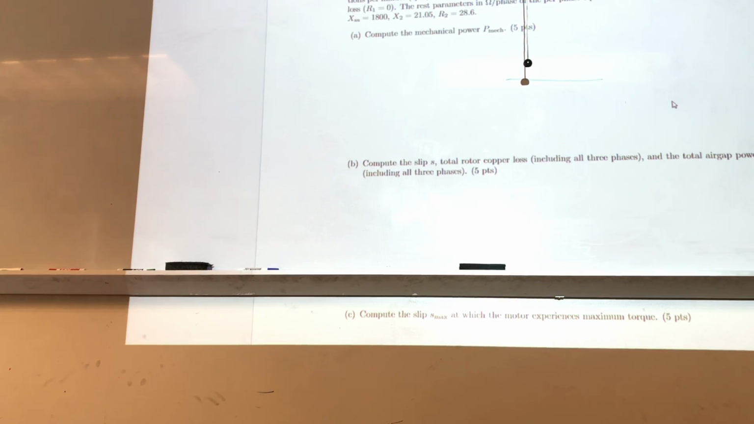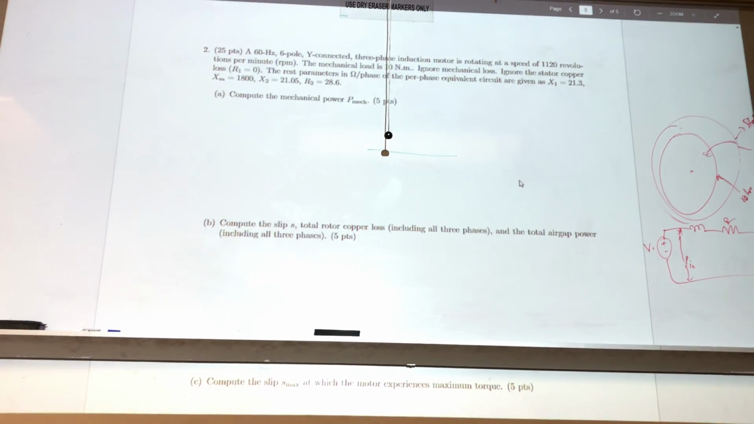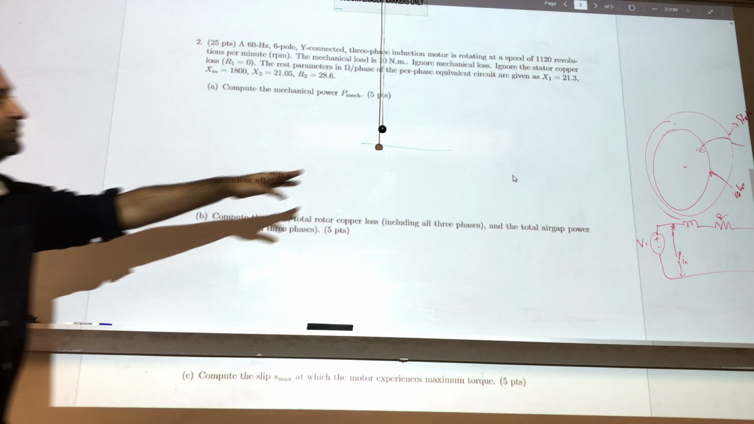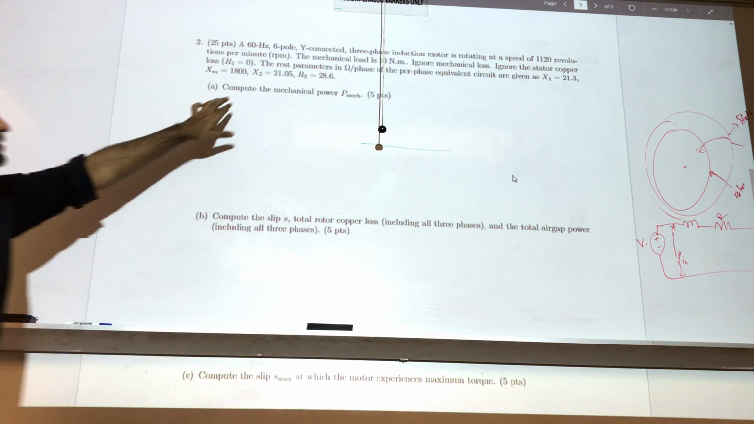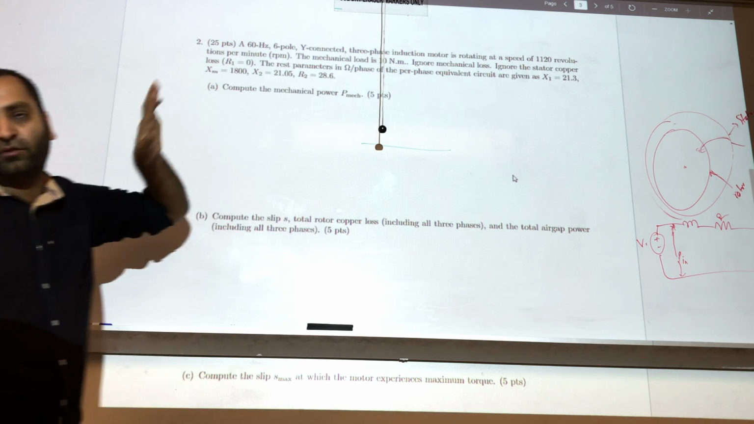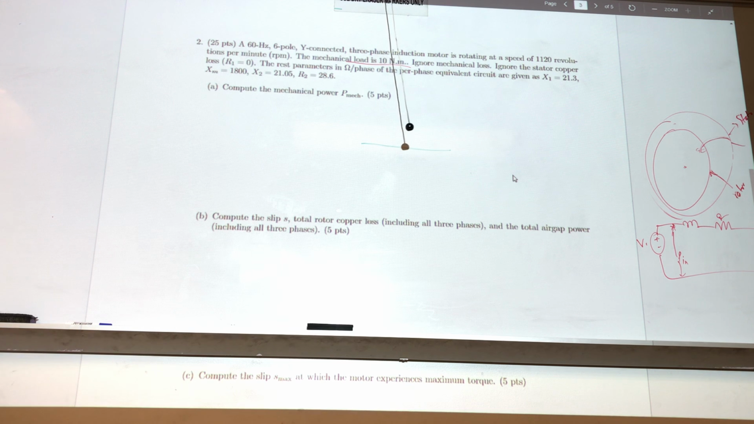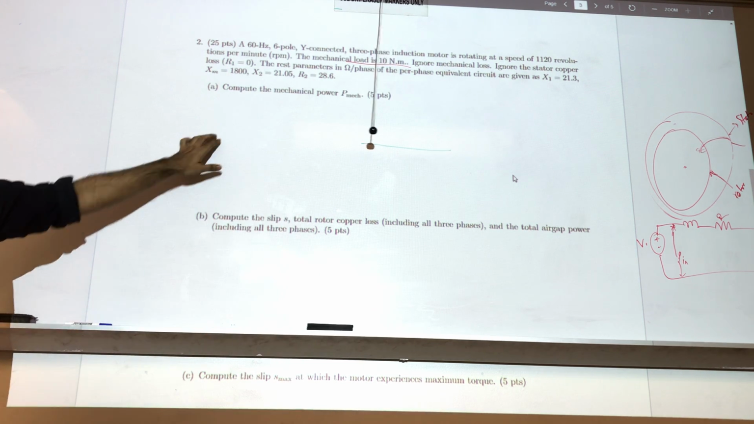question. Okay, first one. Compute the mechanical power. What does the question say? A 60 Hz 6-pole Y-connected 3-phase induction machine is rotating at 1120 RPM, and the mechanical load is 10 Newton meters. So what is this part? Torque. The mechanical torque is given as 10 Newton meters, and it's asking you to find the mechanical power.